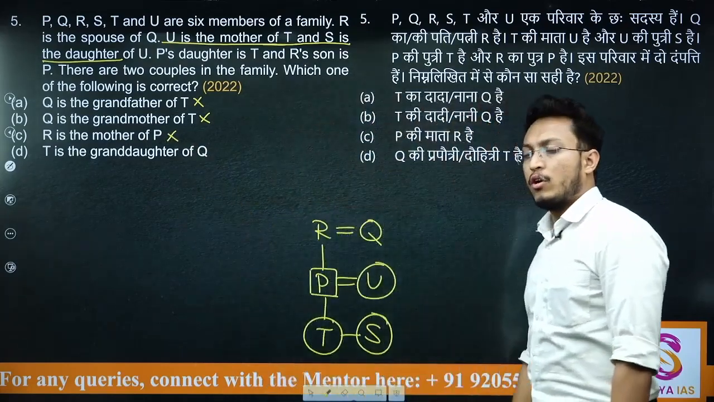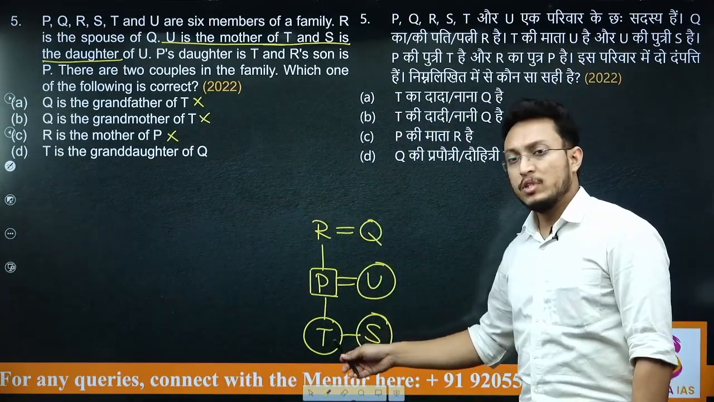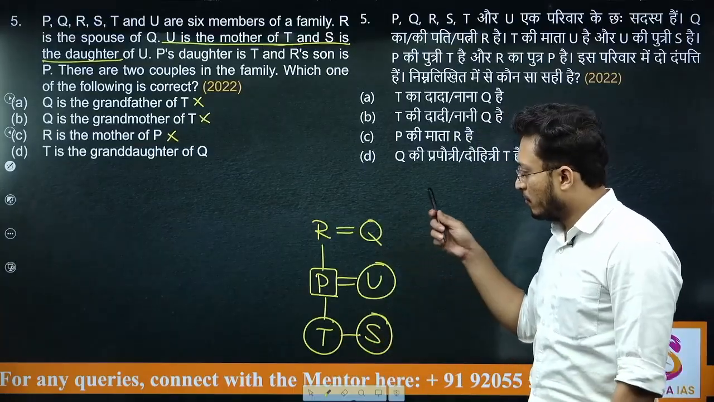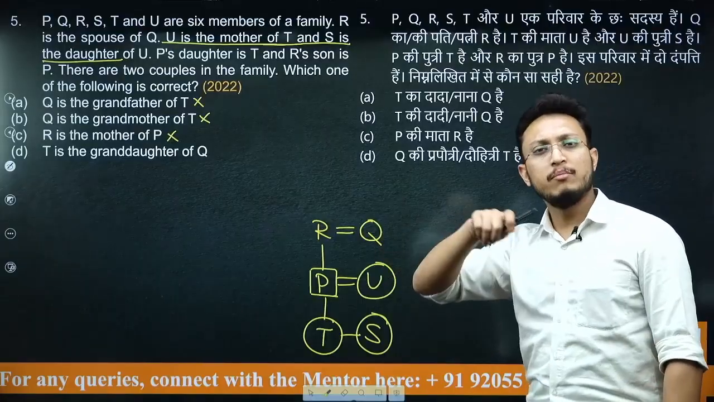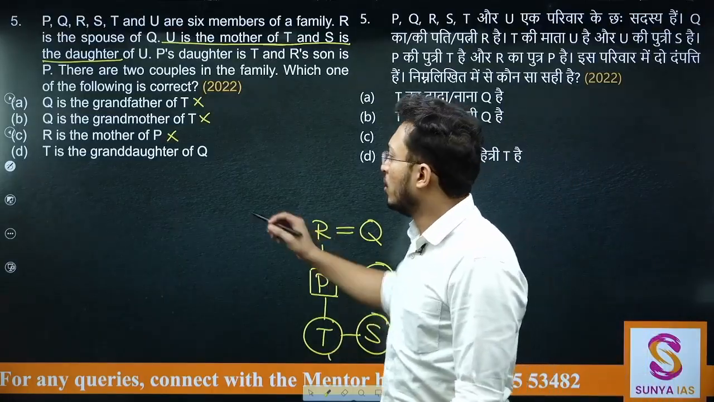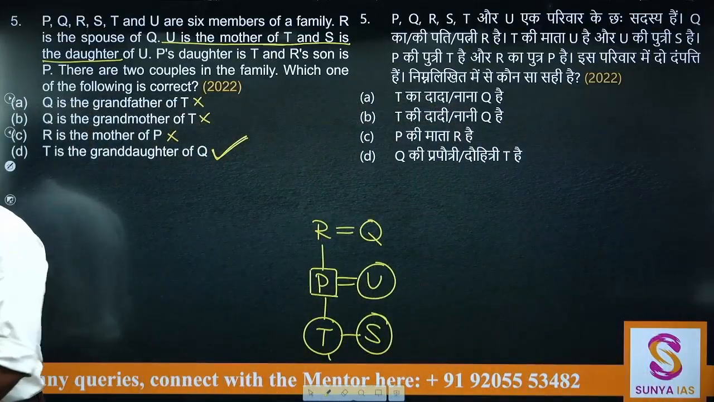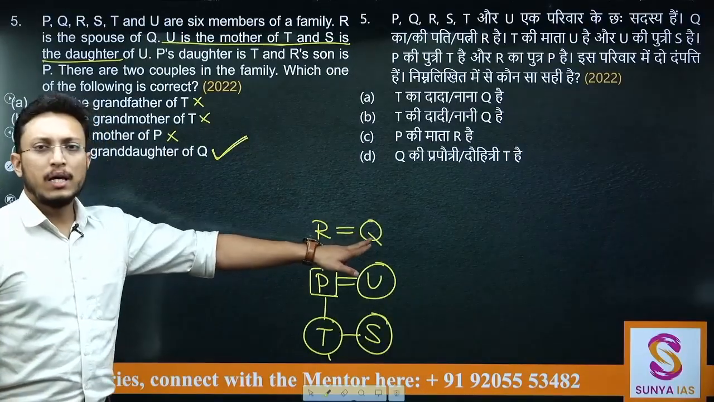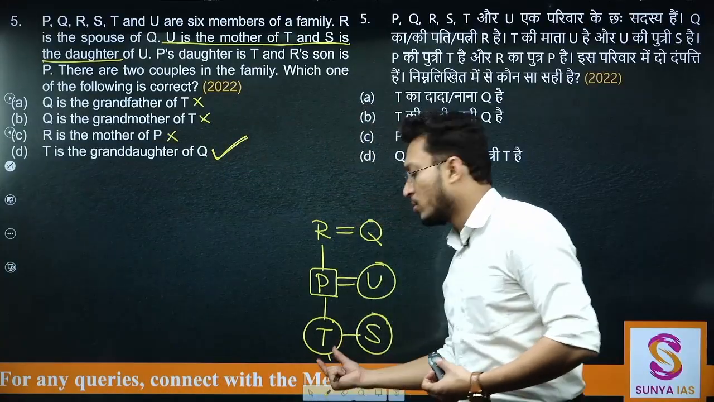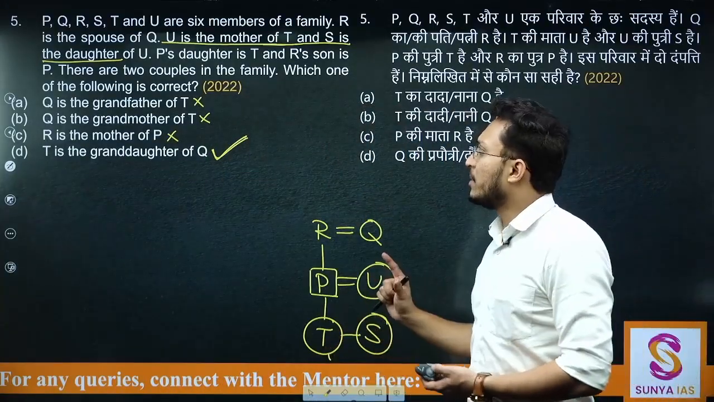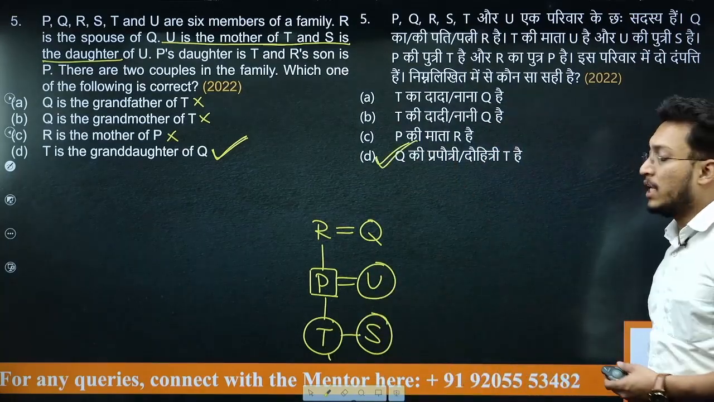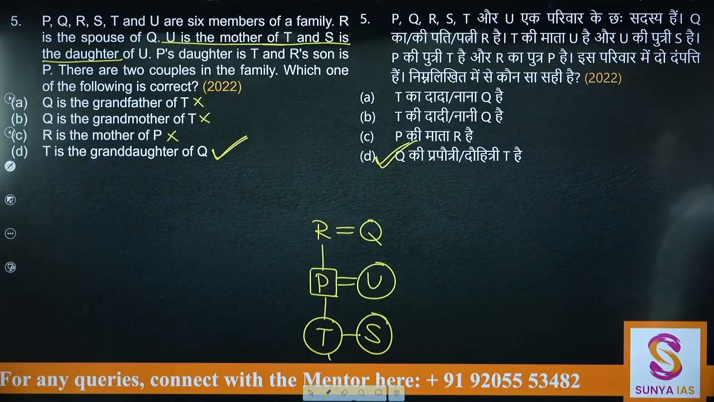T is the granddaughter of Q. Yes, for sure T becomes the granddaughter because T's gender is known. So we can definitely say that Q might be grandfather, might be grandmother of T, but T for sure is the granddaughter of Q. That means we are sure about this statement that T is the granddaughter. Q दादा है या दादी है नहीं पता, जेंडर Q का नहीं पता, लेकिन T का जेंडर पता है कि T जो है वो तो पोती है, because T is the female here. So we know that statement C is correct here, D is correct here. Fine, let's see the next question.